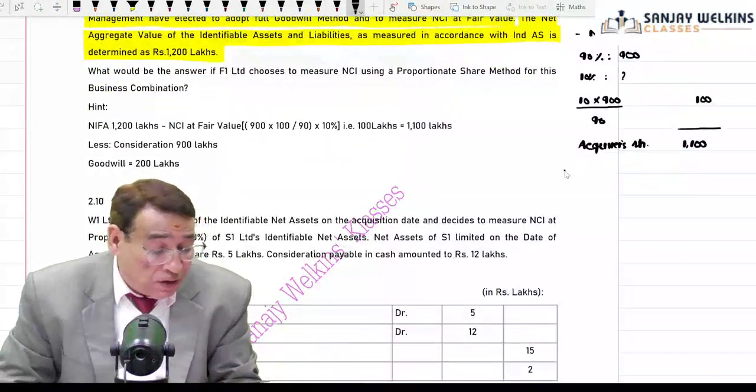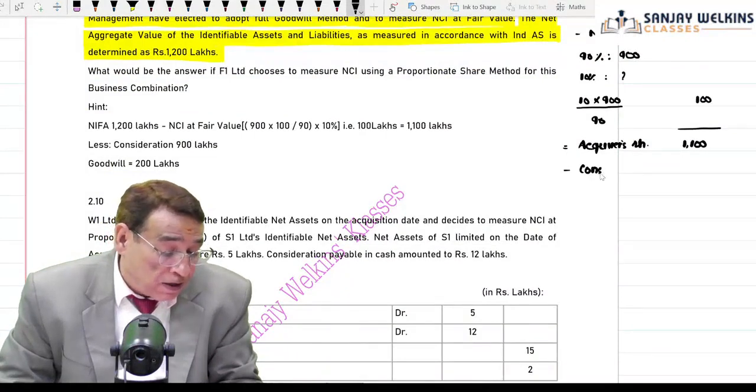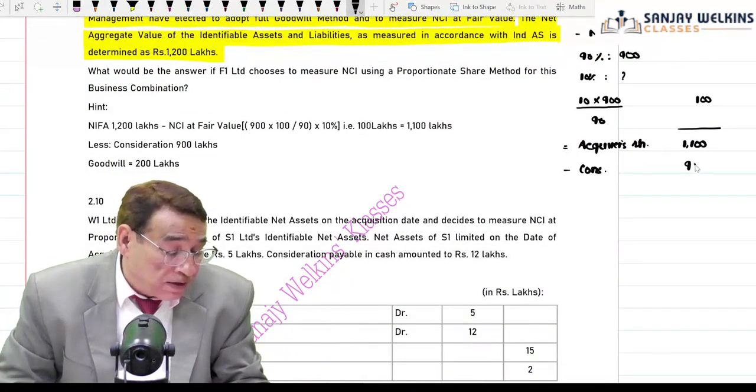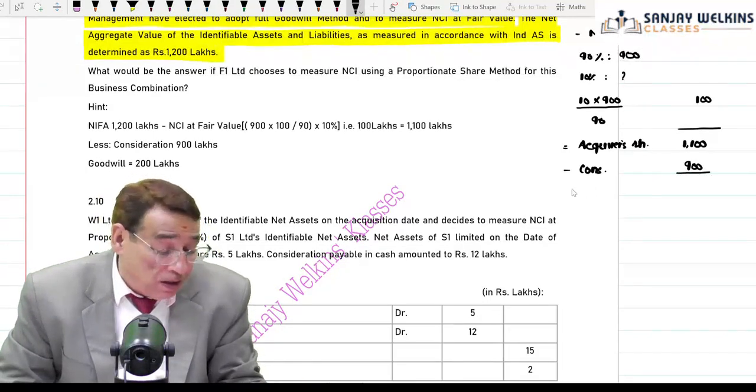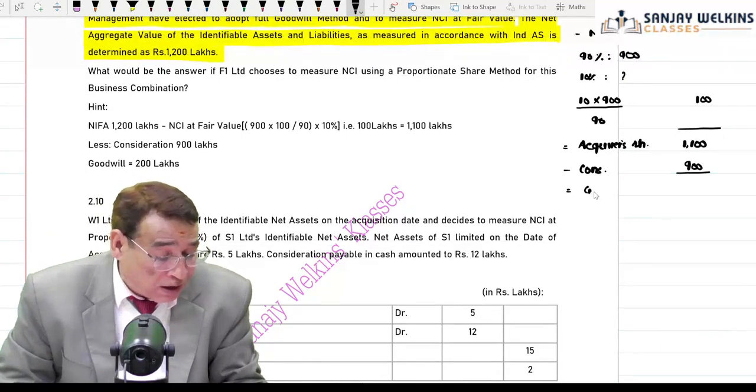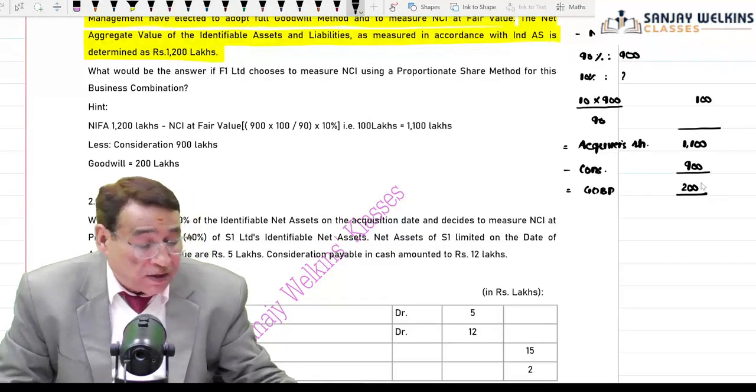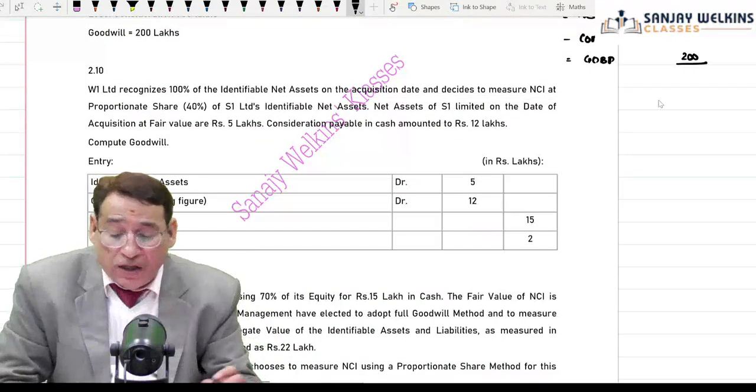And now you compare it with consideration. Consideration is 900 lakhs. Now amount of consideration is lesser than 1,100. So in this case, there will be gain on bargain purchase of rupees 200 lakhs. Correct? Gain on bargain purchase 200 lakhs.